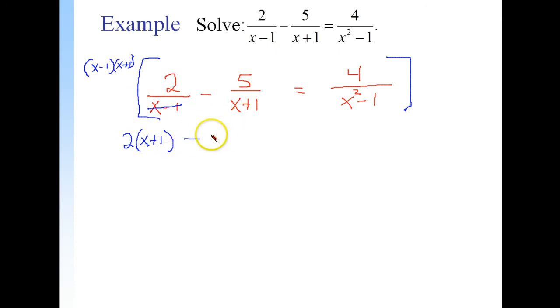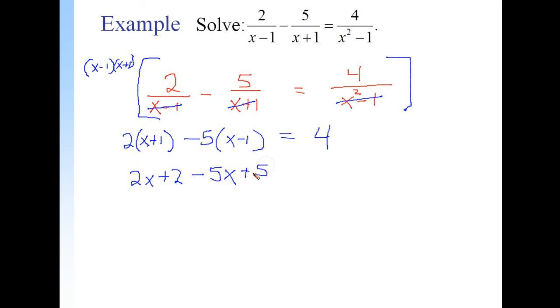minus, and the 5 is there, minus 5. Now this one's going to cancel out, and we're left here with x minus 1. And now all of this cancels out, so we're just left with a 4. So all this cancels out here. So this is going to be 2x plus 2 minus 5x plus 5 equals 4.